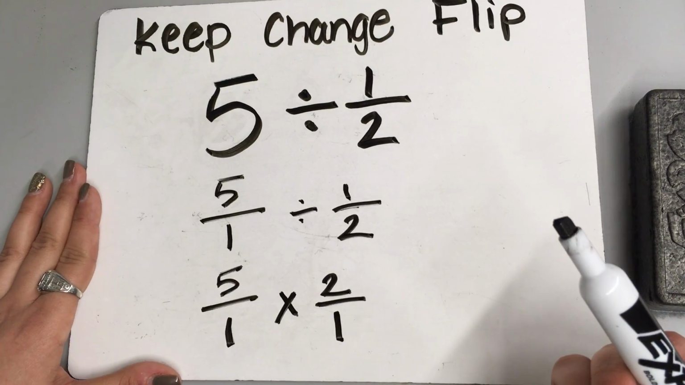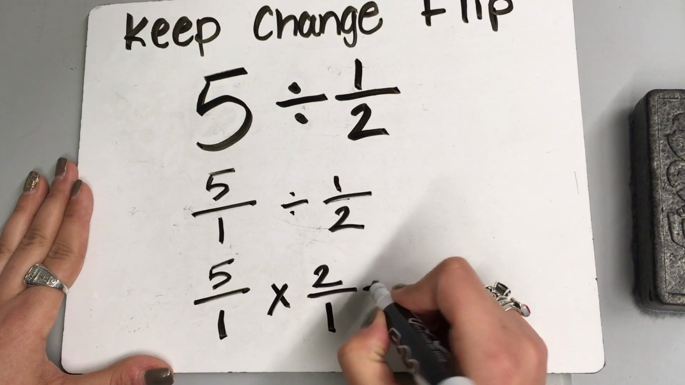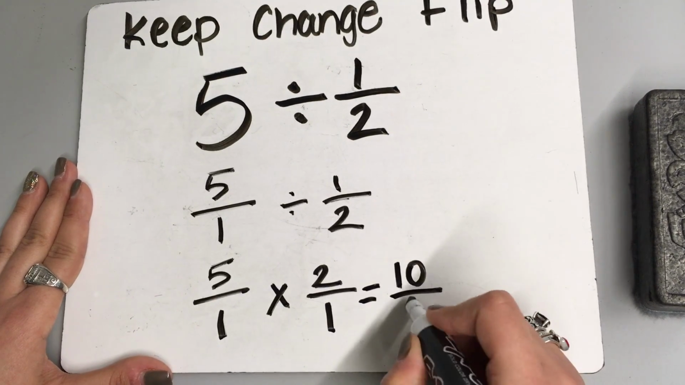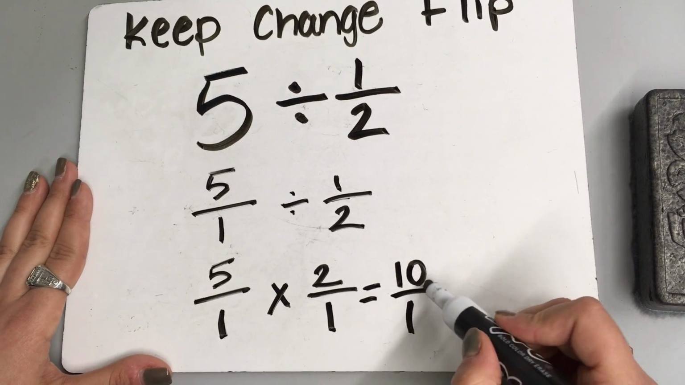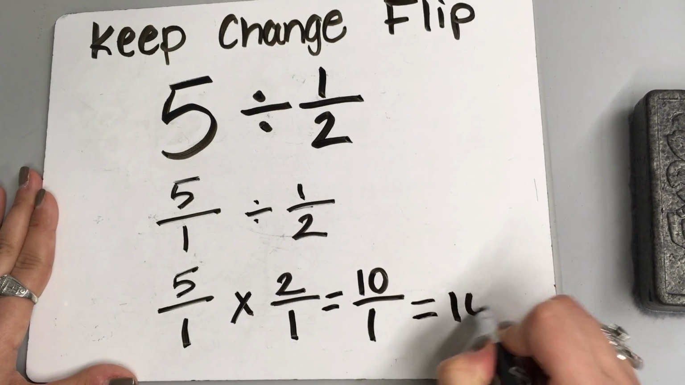So now I just multiply straight across. 5 times 2 is 10. 1 times 1 is 1. And again, 10 divided by 1 is still 10.